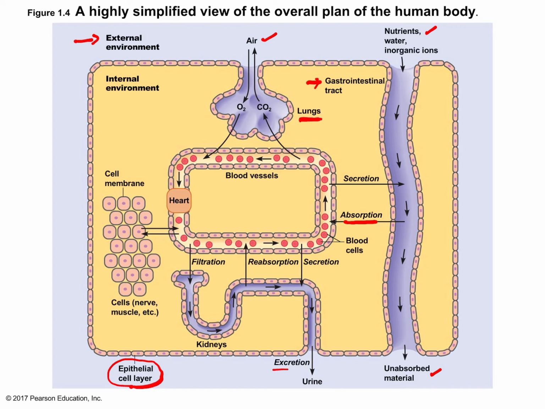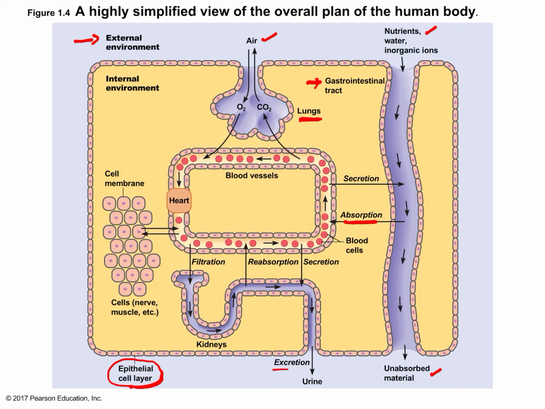And again, we just go through the lungs. We have diffusion of gases, inspiration and expiration. Inspiration is breathing in, expiration is breathing out. The gastrointestinal tract is responsible for absorption of nutrients. It's going to be secreting enzymes and different substances into the lumen of the digestive tract. And then excretion of wastes, right? The word excretion means to get rid of wastes.